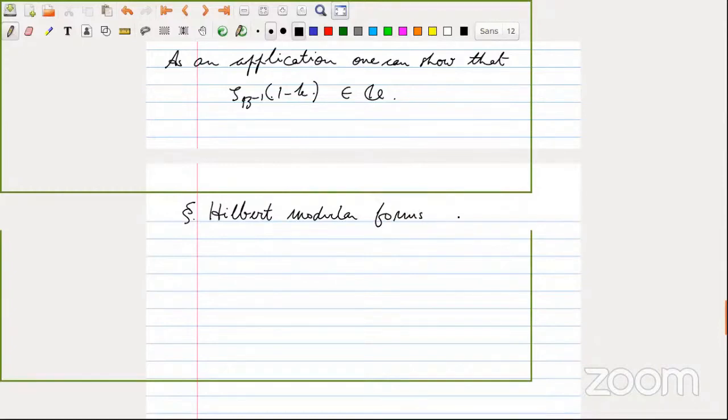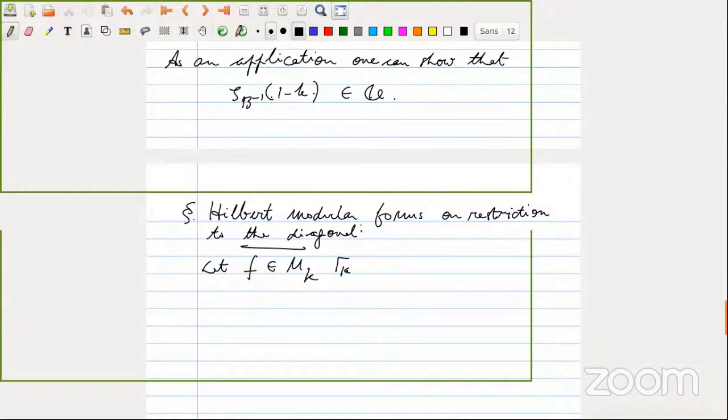Okay, so maybe on the restriction to the diagonal. So what is the situation which is happening? Diagonal. Okay, so I have f. So let's start with f, which is inside M_k(Γ). So this is a Hilbert modular form.